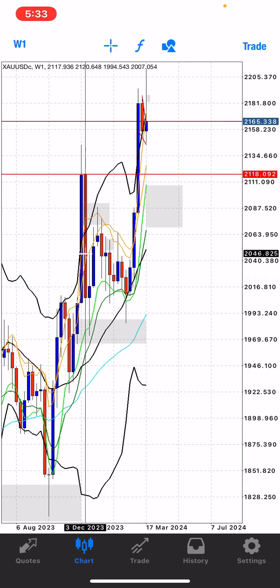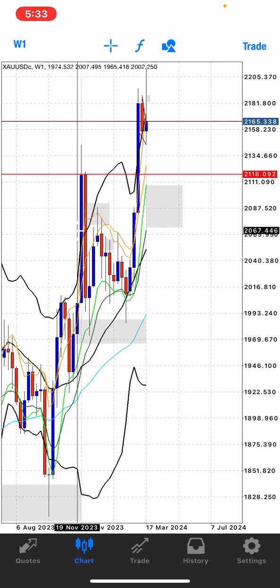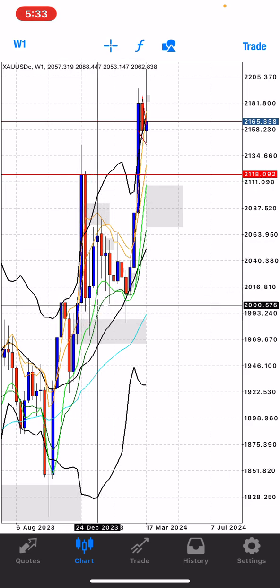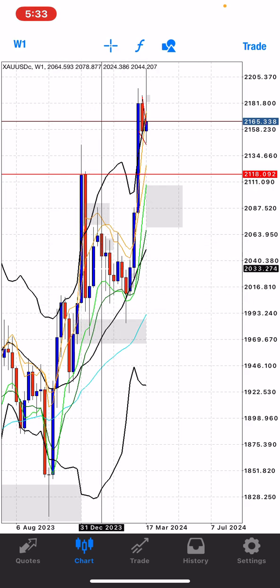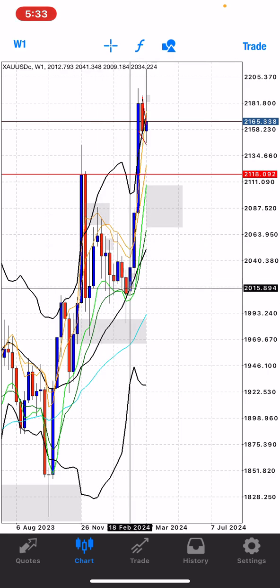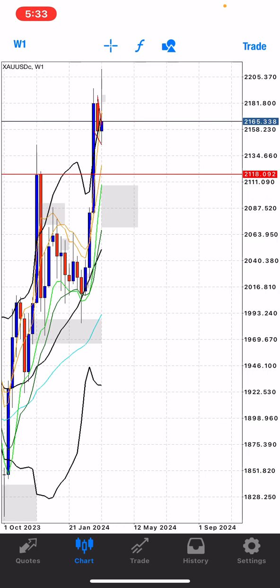Price broke above the upper BB, and then it went to the re-entry zone, and it has been reacting for weeks now, for months now, before it finally went up. So we're going to be doing in-depth analysis on the weekly time frame. So this is what happened first.